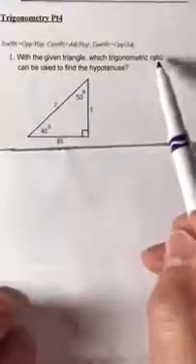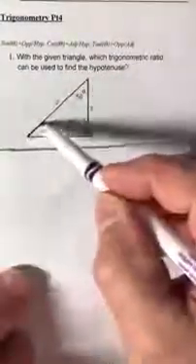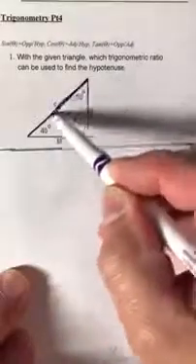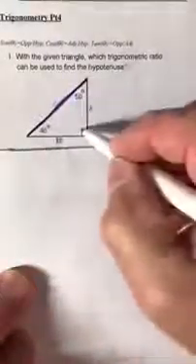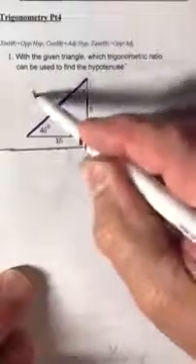Trig Part 4, Problem 1. With the given triangle, which trigonometric ratio can be used to find the hypotenuse? Okay, that's the hypotenuse because it's opposite the 90. Okay, so which trig function could be used?